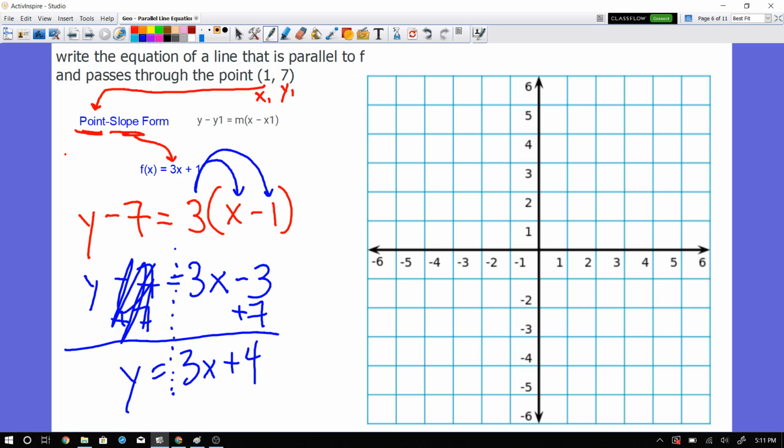So write an equation of a line that is parallel to f. All right, so 3x plus 1. So up 3 over 1, down 3 over 1. This is the line that you were given. Okay? Now, let's do the line that we just came up with that crosses through 1, 7, plus 4. Up 3 over 1. There's the point, 1, 7 right there. Over 1, up 7. So now we have a parallel line that crosses through point 1, 7.